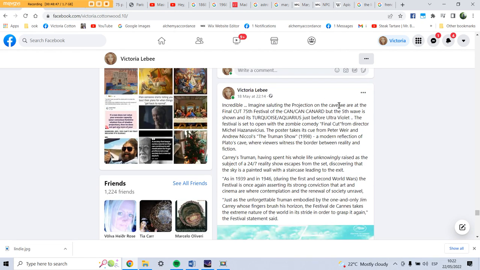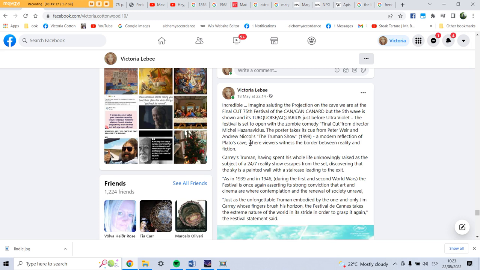Incredible. Imagine saluting the projection on the cave. We are at the final cut, 75th Festival of the Cannes. The 5th wave is shown, and it's turquoise Aquarius just before ultraviolet. The festival is set to open with the zombie comedy Final Cut from director Michel Hazanavicius. The poster takes its cue from Peter Weir and Andrew Niccol's The Truman Show, 1998. I have a video about The Truman Show in my videos.